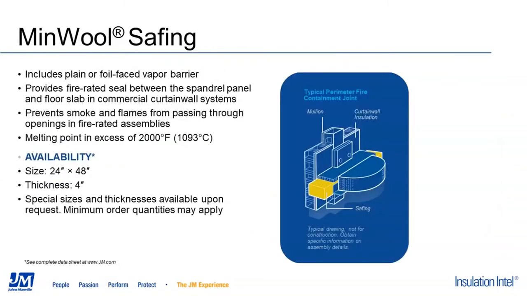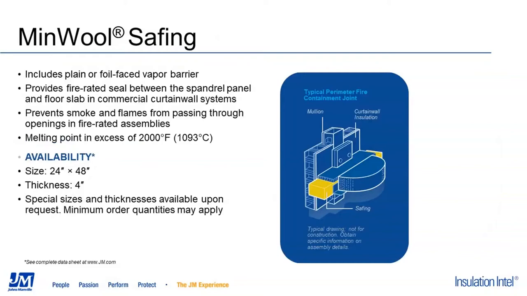Again, on the outside of the building is our safing material. I draw your attention to the image on the right. That yellow area is the safing. Despite the image there, it comes in a 24 by 48 inch bat, and it is then cut into a strip that you would see in that image there.